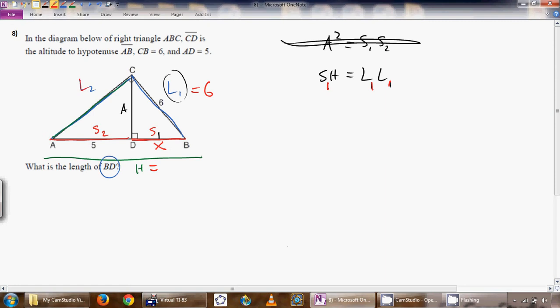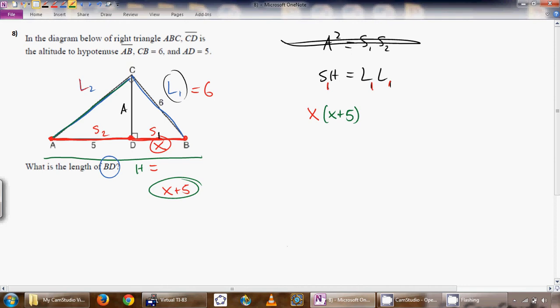My hypotenuse goes from A to D, which is 5, and then from D to B. So that entire length is 5 plus x. And if you want to write it the other way, it's x plus 5. So that's my hypotenuse, x plus 5. So I have all the pieces. I'm ready to substitute in. Segment 1 is x. My hypotenuse is x plus 5.